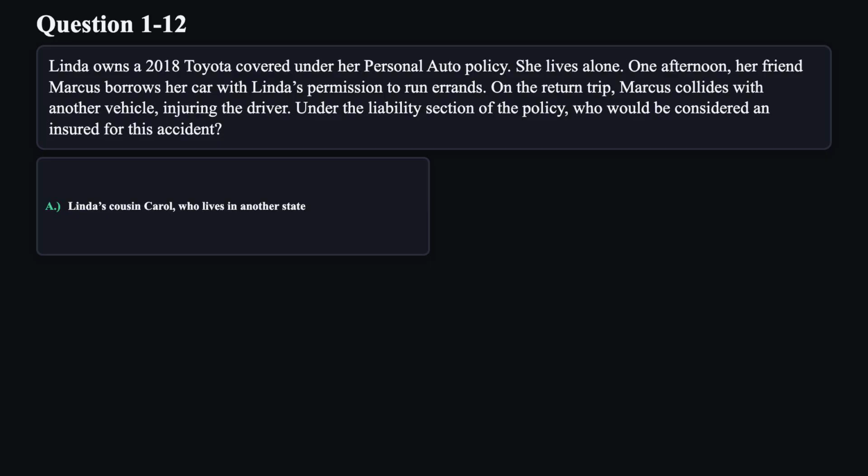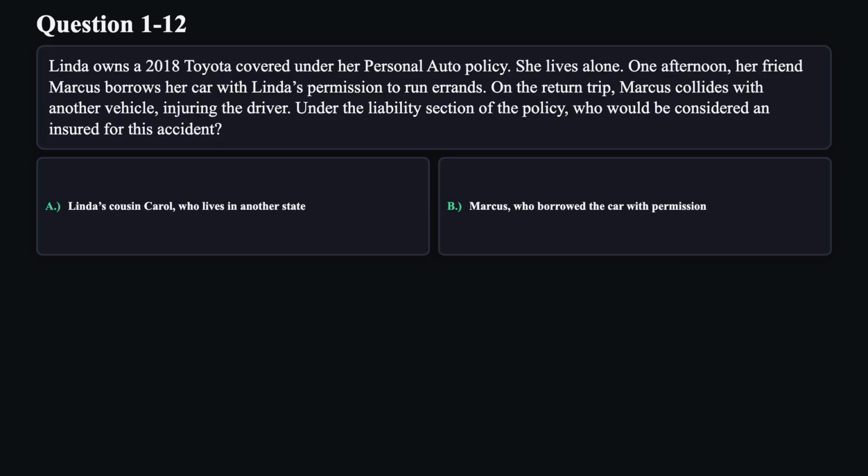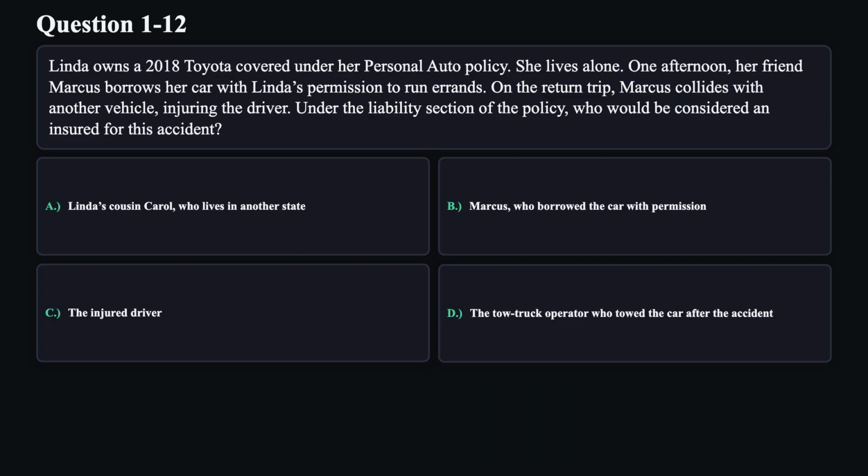A. Linda's cousin Carol, who lives in another state. B. Marcus, who borrowed the car with permission. C. The injured driver. D. The tow truck operator who towed the car after the accident.